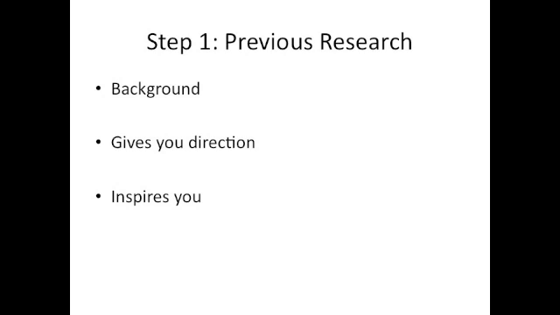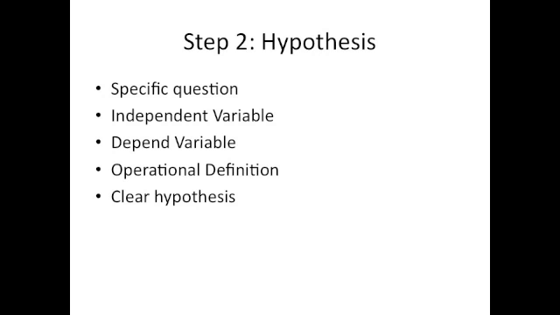Background information is very important, and previous studies will help you. They will inspire you into conducting a very well-designed experiment that will help you find some sort of significance. At this point, you should have a very clear idea about what it is that you want to do. You should form a specific question that you'll be asking throughout your study. Identify the independent variable, which will be the one that you're manipulating, and then identify the dependent variable, which is the one that you'll be measuring.